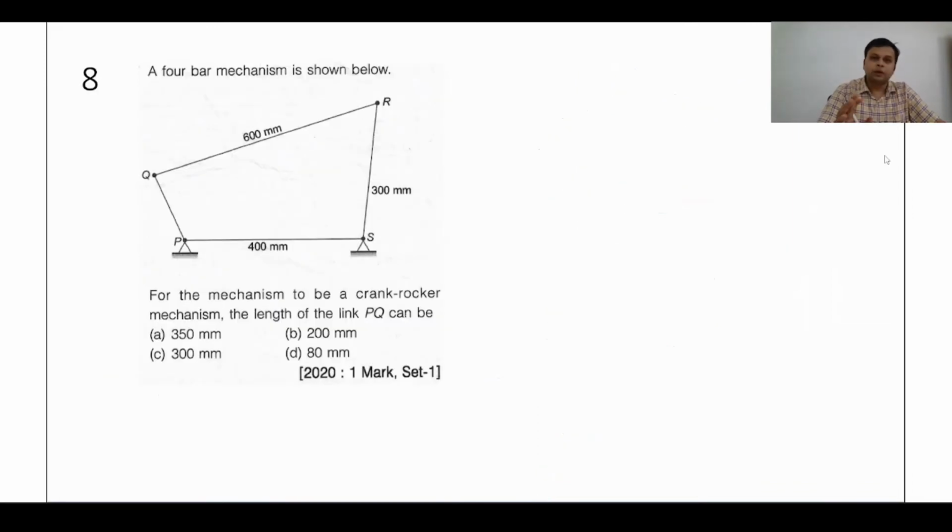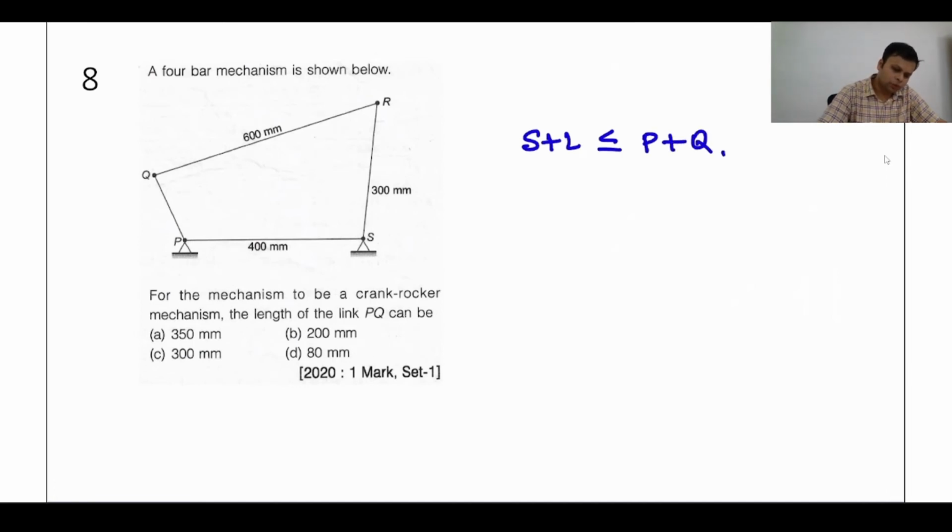Okay, question number 8. A 4-bar mechanism is shown below. For the mechanism to be a crank rocker mechanism, the length of the link PQ can be. For a crank rocker, definitely Grashof's law must be satisfied. What does Grashof's law say? Smallest plus largest link should be less than or equal to P plus Q.